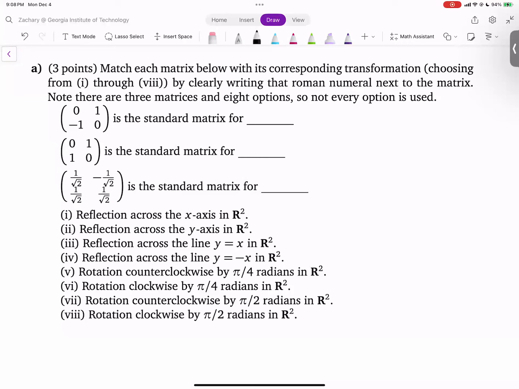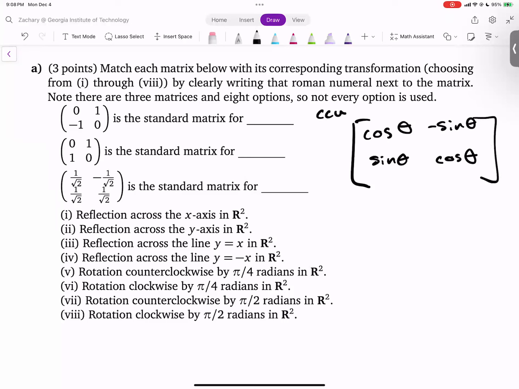So how we write a rotation in general is always the same. Cosine theta on the diagonal, negative sine theta, sine theta. And this is for a counterclockwise rotation. If it's a clockwise rotation, we just set theta equal to a negative theta. That's just a negative angle instead, okay?